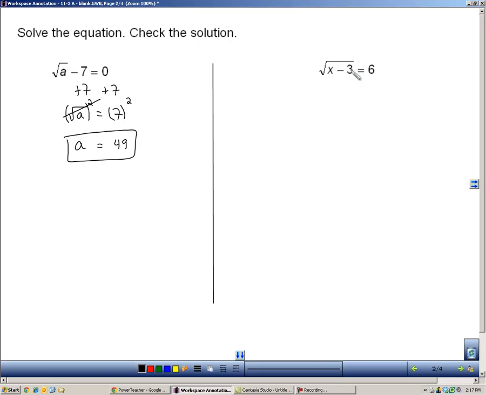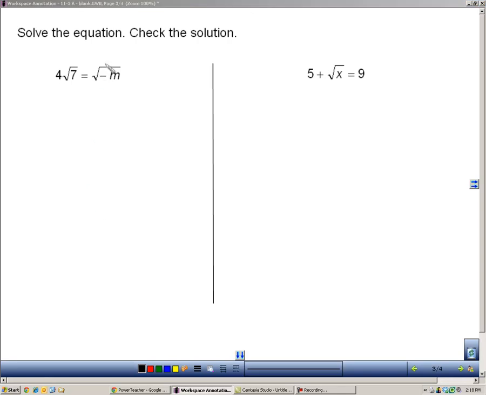Over here, I notice that the minus 3 is also trapped with the x, whereas over here the 7 is free from the square root symbol. So over here I can't add 3, that won't help me. So all I can do now is square it because I isolated the radical. So the square and the square root cancel. X minus 3 is 36. 6 squared is 36. Now I can add 3 to both sides. So I end up with x equals 39. So you always want to get the radical by itself so that you can square.